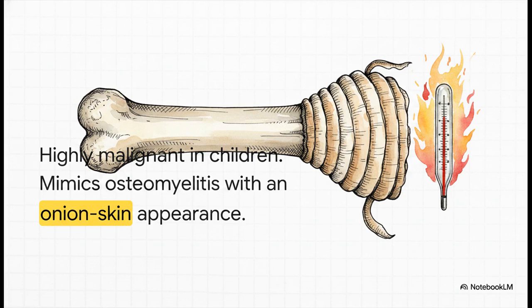This is a highly malignant, small, round, blue cell tumor. It is incredibly sneaky. It typically strikes the diaphysis of long bones or the pelvis in kids and adolescents. Because it causes pain, a fever, and swelling, it frequently mimics an infection like osteomyelitis. You might think it's a bug, but it's a tumor. The giveaway is the layered periosteal reaction that looks exactly like the layers of an onion skin.